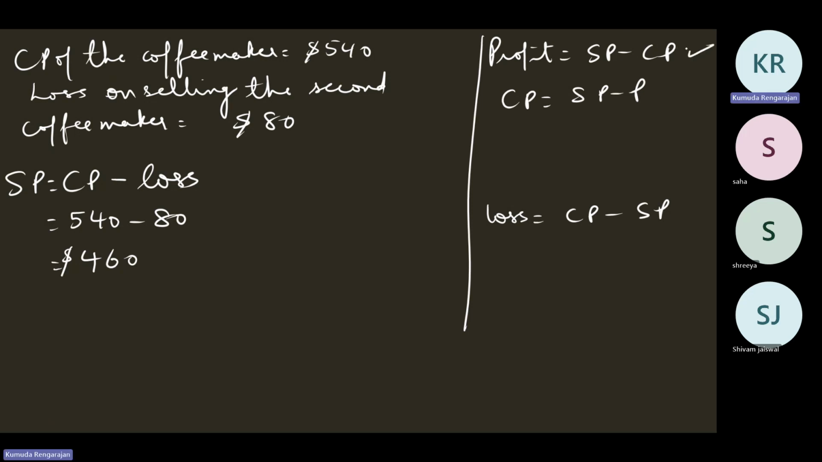Transpose, use this one. So what is CP? When you transpose minus CP to the left hand side, CP is equal to SP minus profit. To find SP, it will be cost price plus profit. Transpose. CP is equal to SP plus loss. SP is equal to CP minus loss.